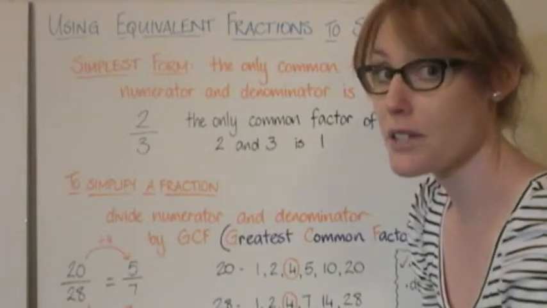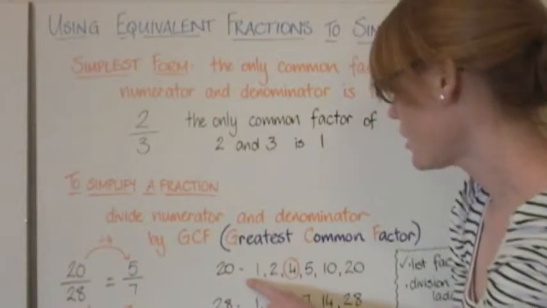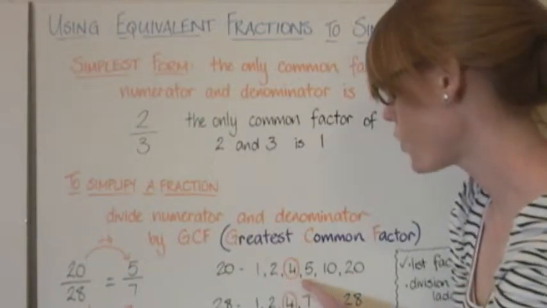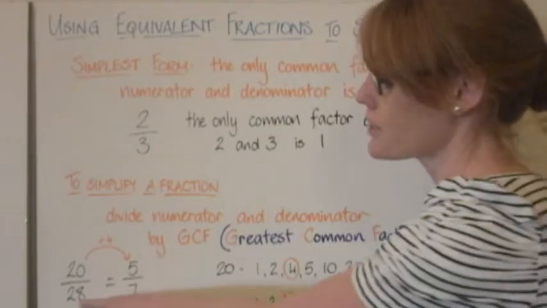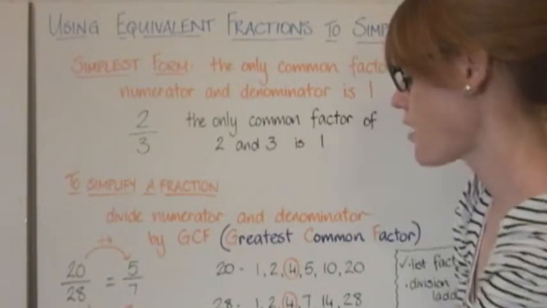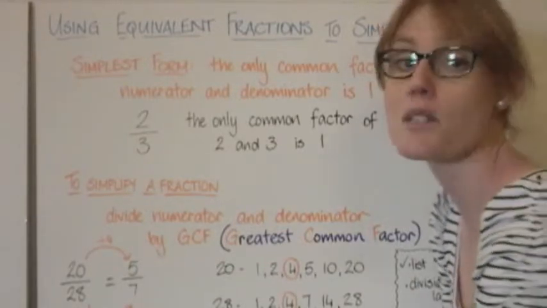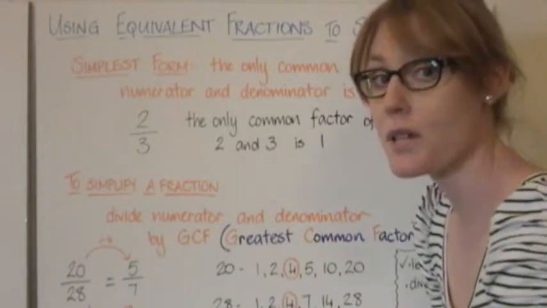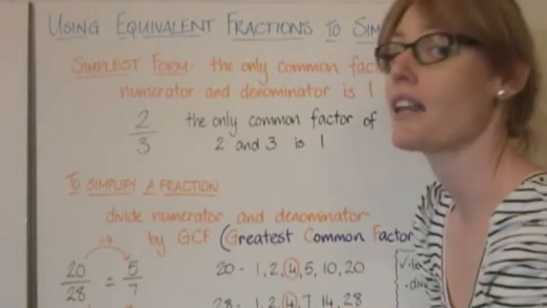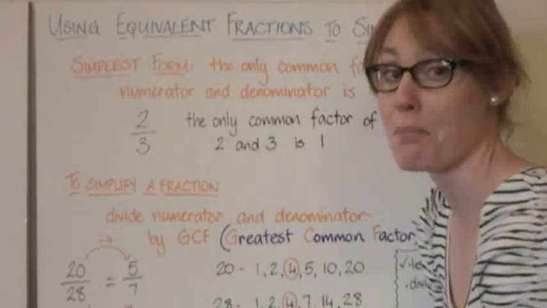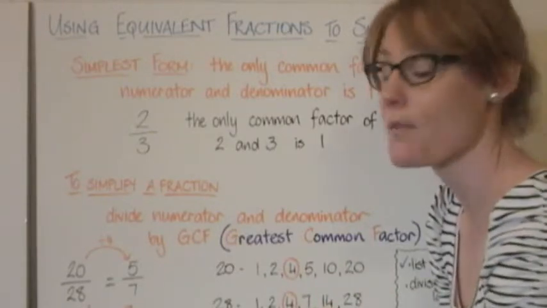And so to find the greatest common factor, I've listed them here. The factors of 20 are 1, 2, 4, 5, 10, and 20. The factors of our denominator, 28, are 1, 2, 4, 7, 14, and 28. In order to identify the greatest common factor, I look at my list of factors and I find which one is in both sets and has the greatest value. So here it's clearly 4.